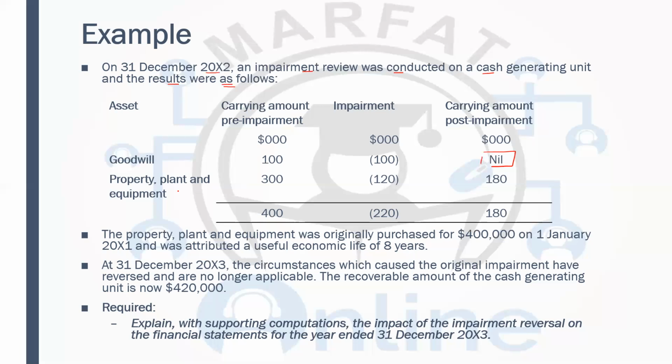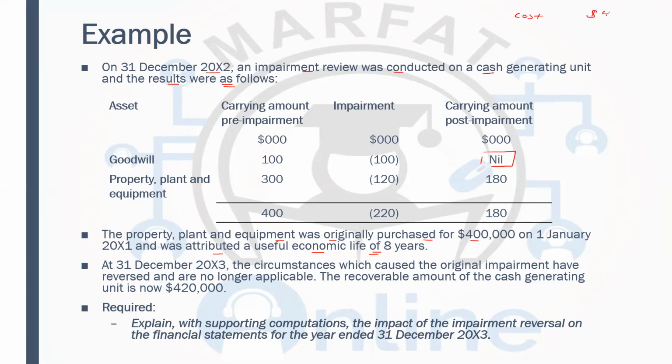And then we have the property, plant and equipment. The carrying value was 300. The impairment recorded is 120. And now the carrying amount is 180. At what date? 31st December 20x2, right? The property, plant and equipment was originally purchased for 400,000 on 1st January 20x1 and was attributed a useful economic life of 8 years. Now we know the cost.